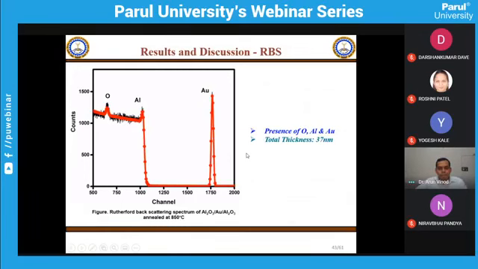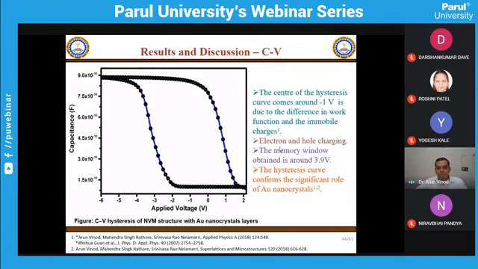To understand the non-volatile behavior of the tri-layer structure, we did capacitance voltage measurements. The center of the hysteresis curve comes around 1 volt, and we can see the electron charging and hole charging. The memory window is obtained around 3.9, which is much higher than the previous SiO2 and hafnium oxide cases. The hysteresis curve confirms a significant role of gold nanocrystals.